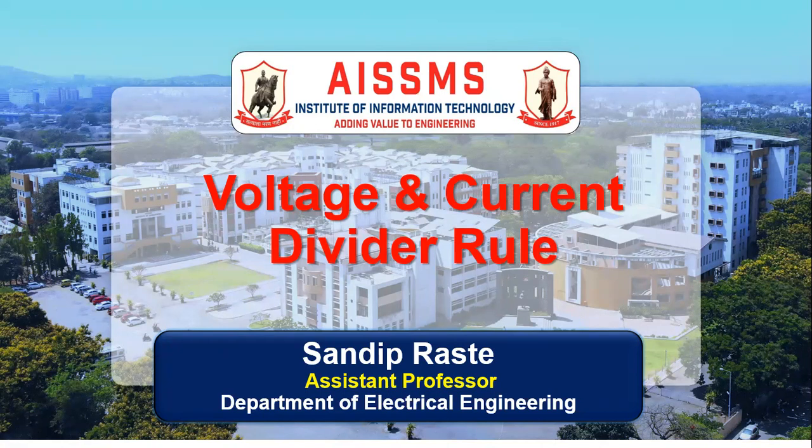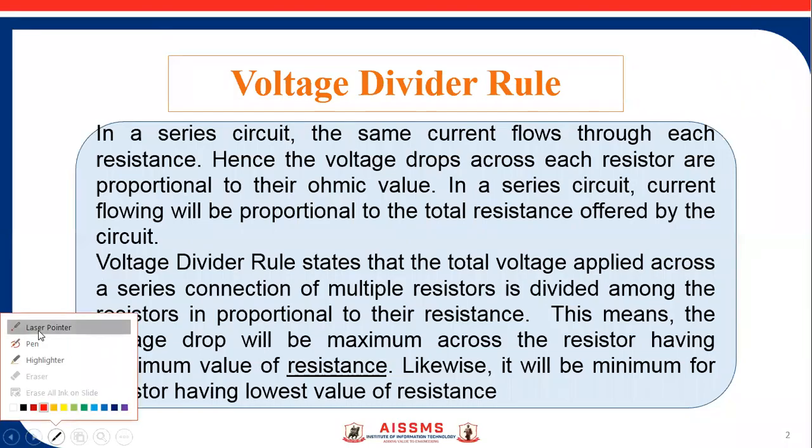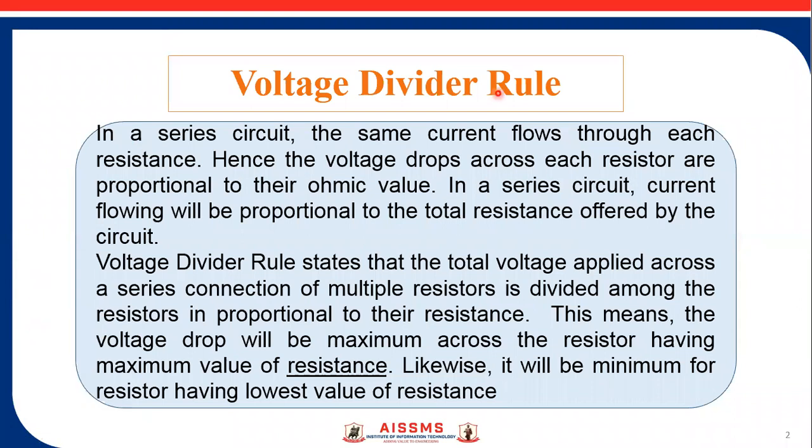Today we discuss the voltage and current divider rule. Voltage divider rule: in a series circuit, the same current flows through each resistance, hence the voltage drops across each resistor are proportional to their ohmic value. In a series circuit, the current flowing will be proportional to the total resistance offered by the circuit.